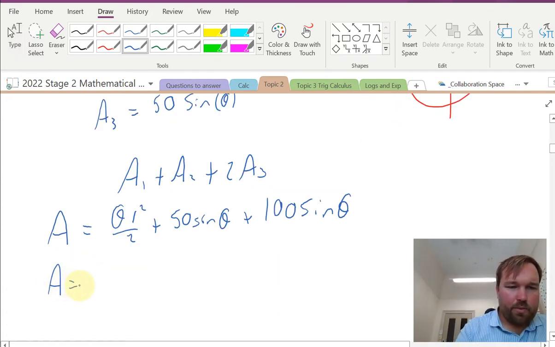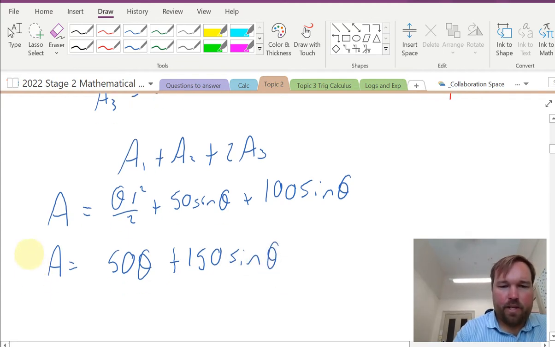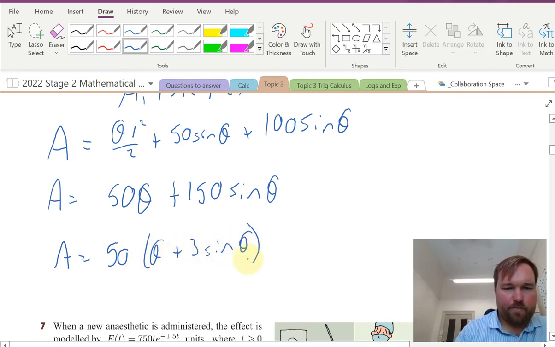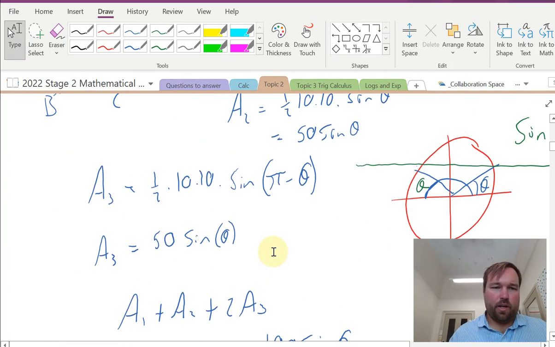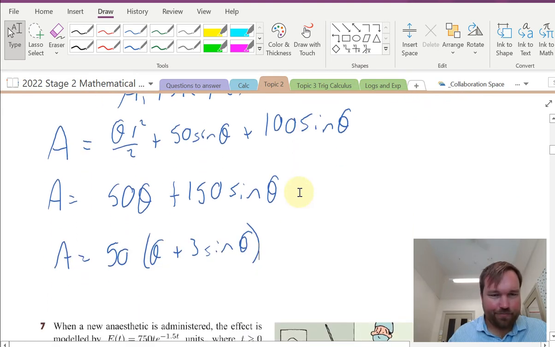Area equals, that r is really 10. 10 squared is 100 divided by 2 is 50. Theta plus 150 sine theta. Let's factor out 50. Area is 50 bracket theta plus 3 sine theta. Alright, which is exactly what we wanted. Nice.